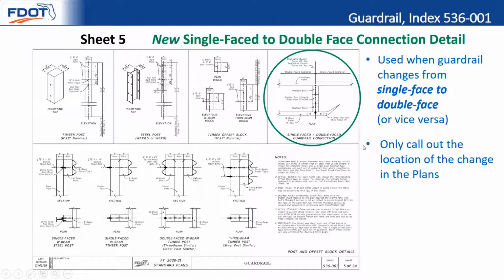So now in the plans, all you'd have to do, for example, here going from double to single face would be call out end double face, begin single face guardrail at the same station. And then the rest of that's covered for you.